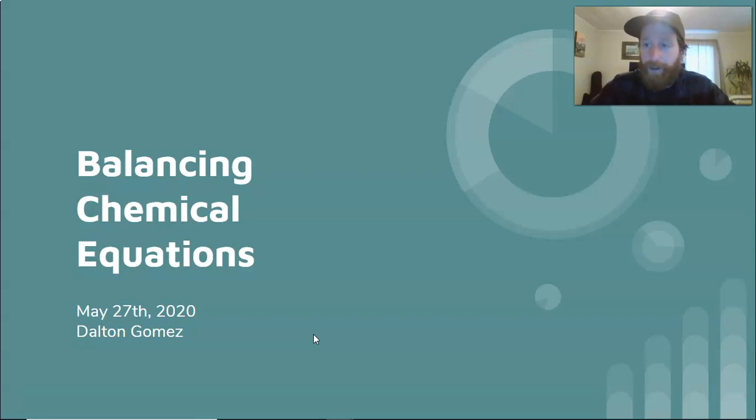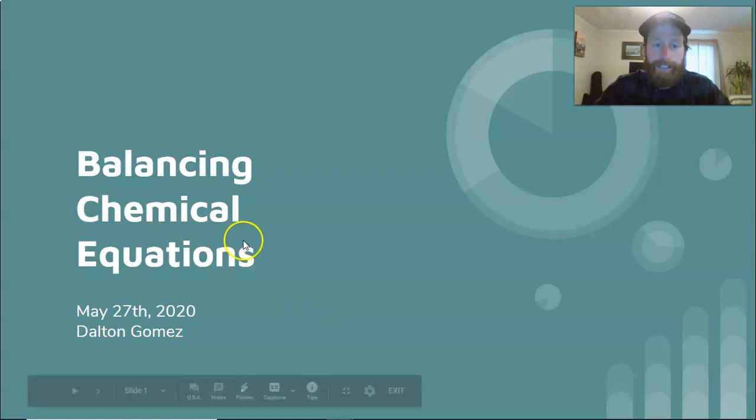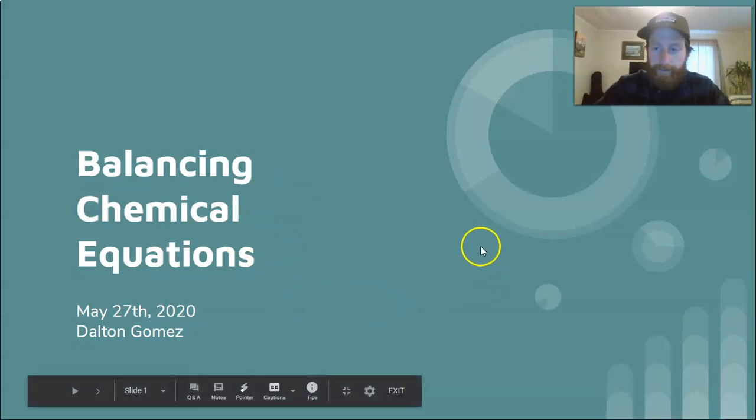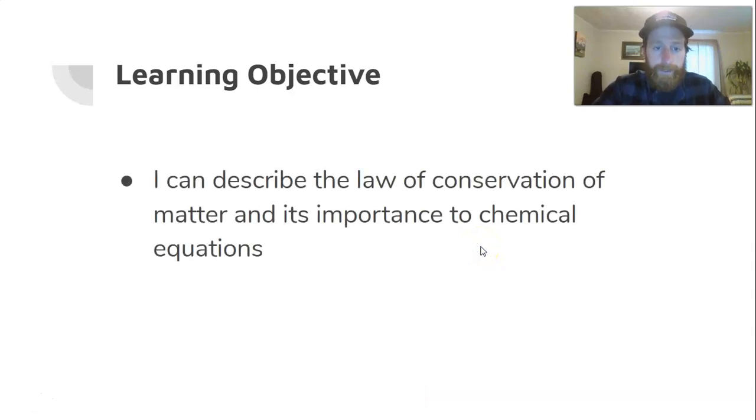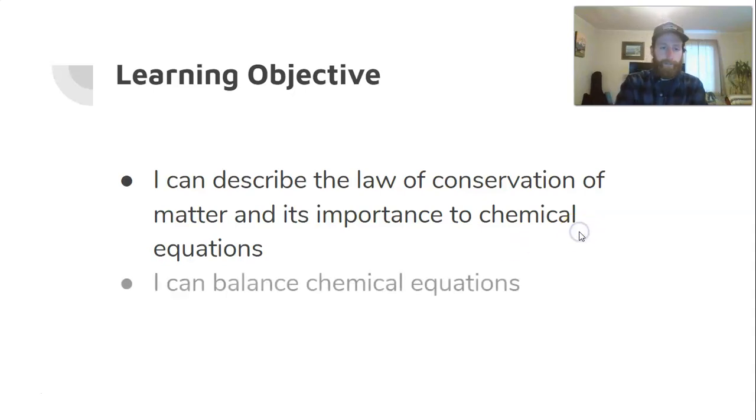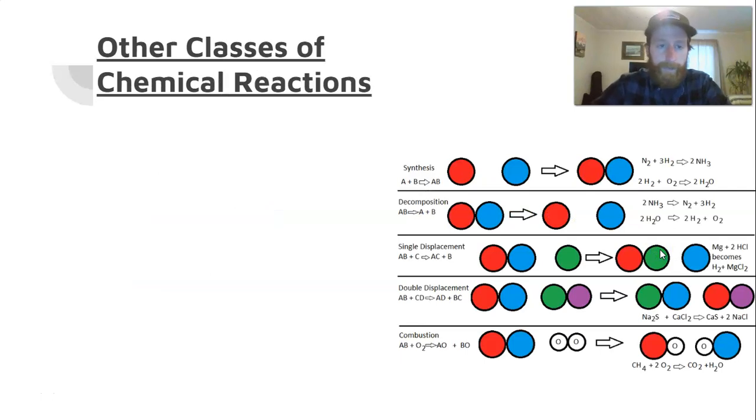Anyway, we're going to do one last skill, and a very important skill to chemists that you'll see a lot more in chemistry, and that is balancing chemical equations. So some learning objectives for you. First, I can describe the law of conservation of matter and its importance to chemical equations. And then second, I can balance chemical equations. So that's the skill we're going to practice today. It's one of my favorite little games, balancing.